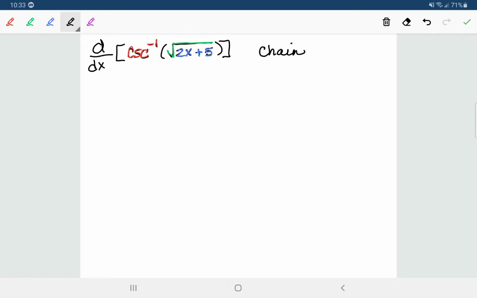We will also need to use the rule for differentiating the inverse cosecant. So the inverse cosecant of x, the derivative of it with respect to x, is equal to -1 divided by the absolute value of x times the square root of x squared minus 1.